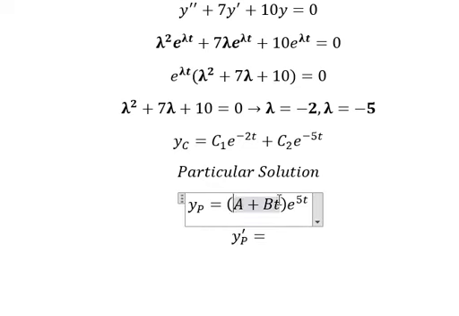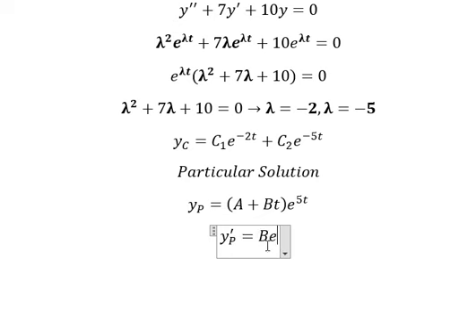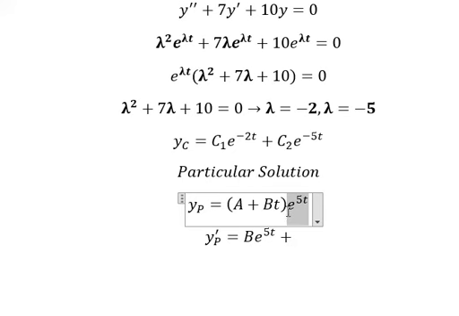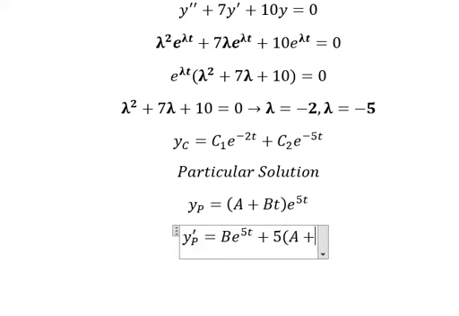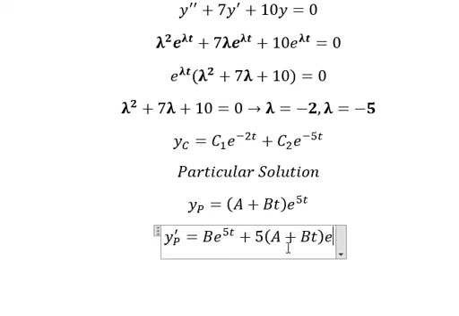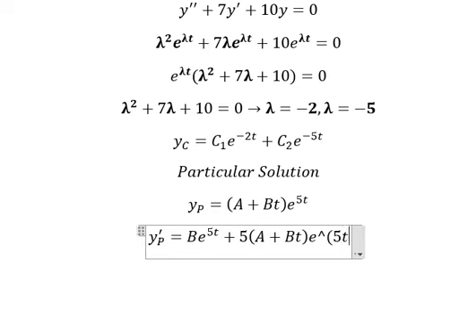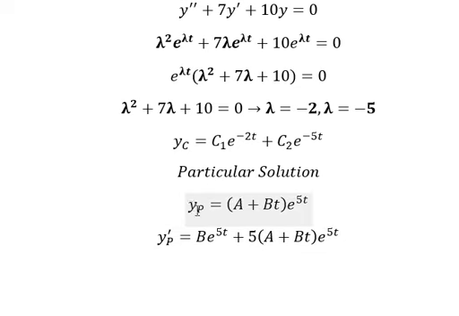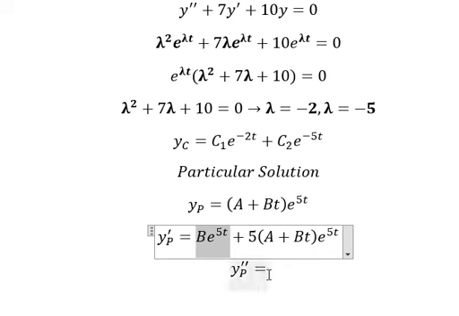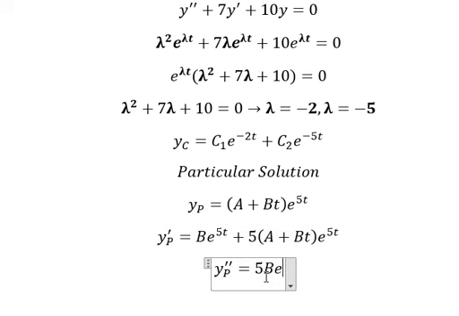So we need to do first this one, and we have b e to the power of 5t. Later, we do the first derivative of this one, so we have 5 in here, and we keep the same e to the power of 5t. Now we do the second derivative of this one. So this one we have 5b e to the power of 5t.